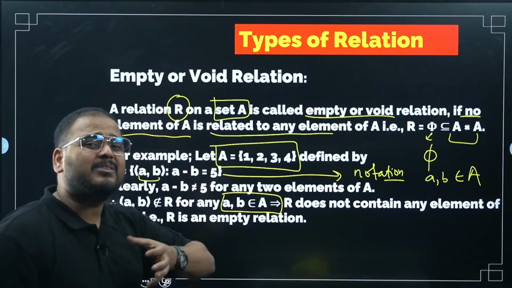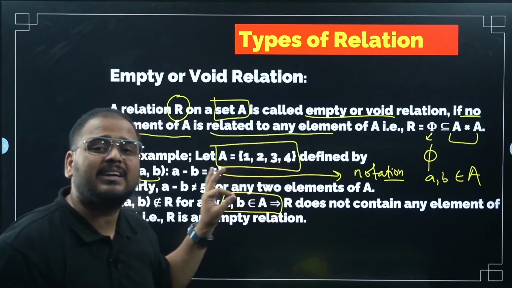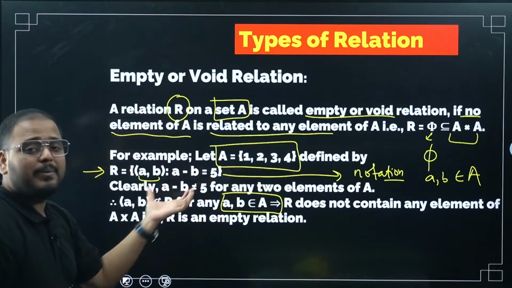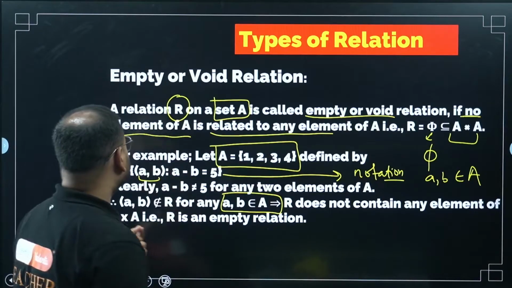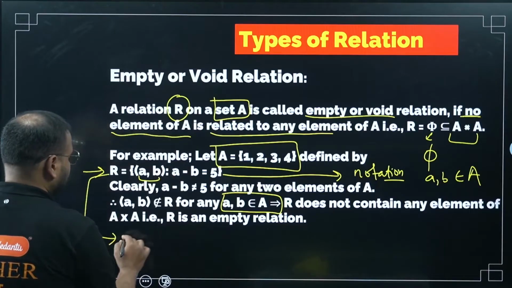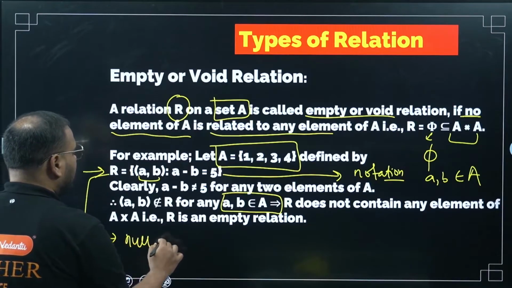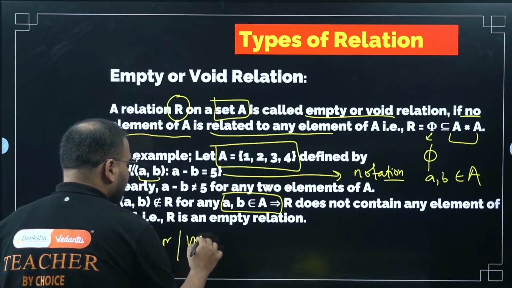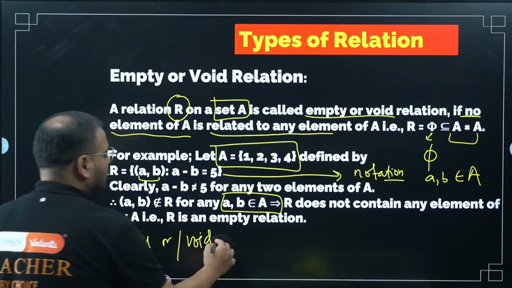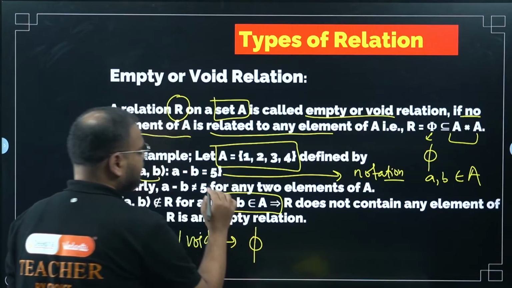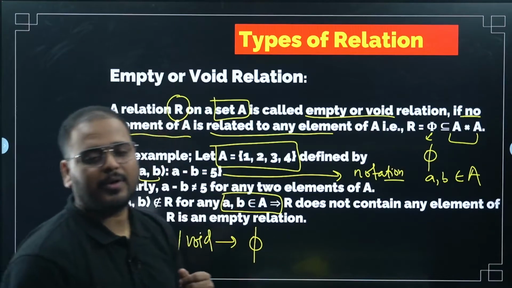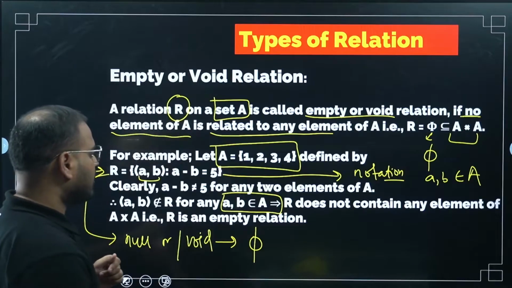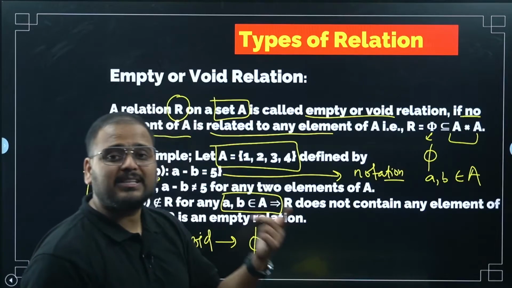It means I cannot establish any relation between any element of set A so that the difference will be 5. It means this relation is null, or we can also write it as void, or just simply represent it as phi, the empty relation. Okay, I hope this is clear. Can I move on to the next slide?